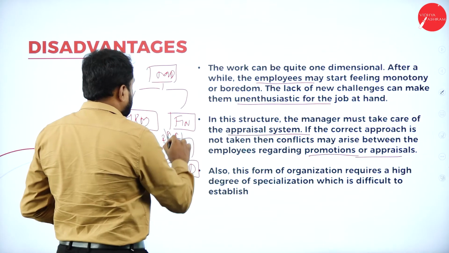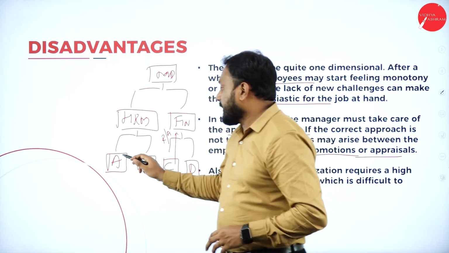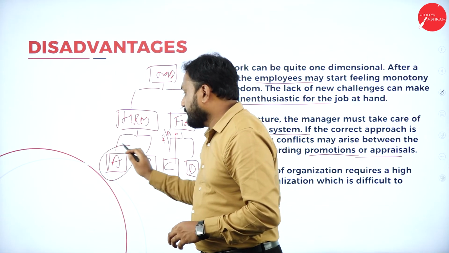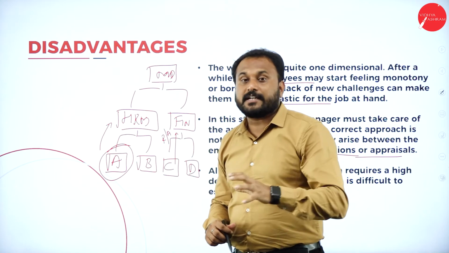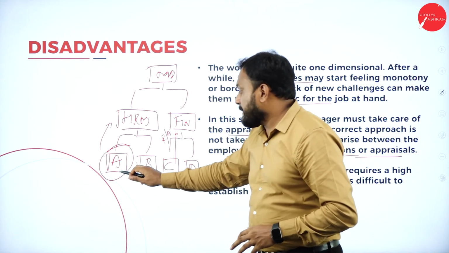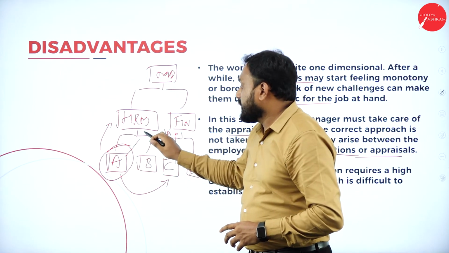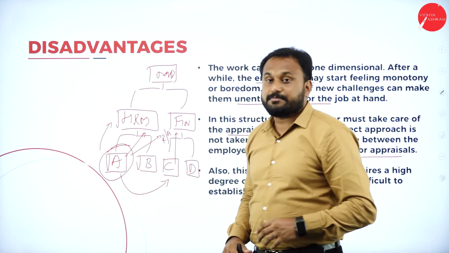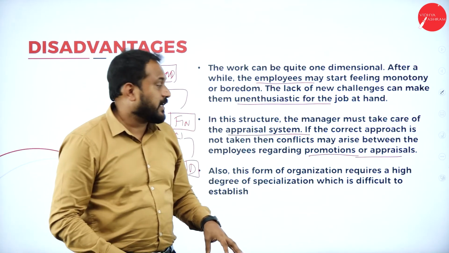If C is working and the finance manager has appreciated it and given him more reward and appraisal, and at the same level, there is this person called A, and A is also doing the work, but the HR manager is not recognizing him, now he'll always have a comparison between A and C. That is, you'll always have a comparison between the HR manager and the finance manager. So conflict will arise if the functional structure is not taken care of.